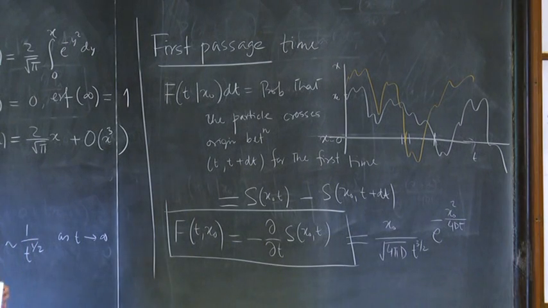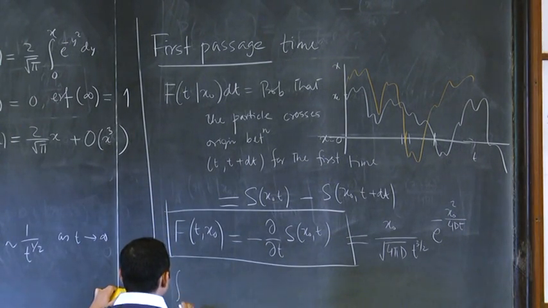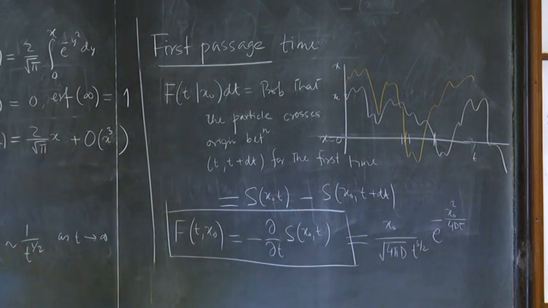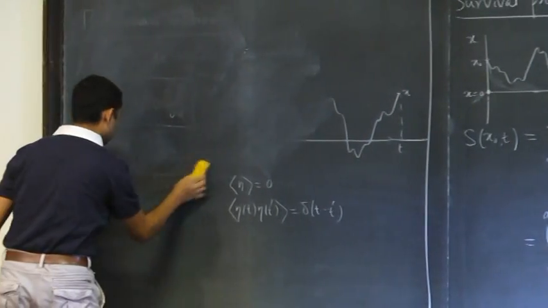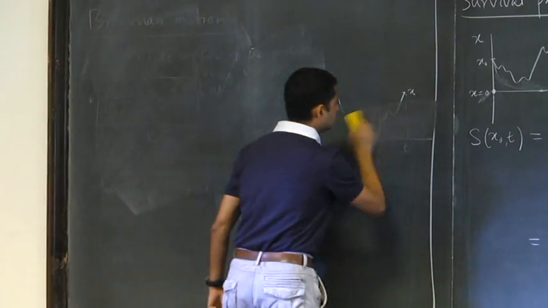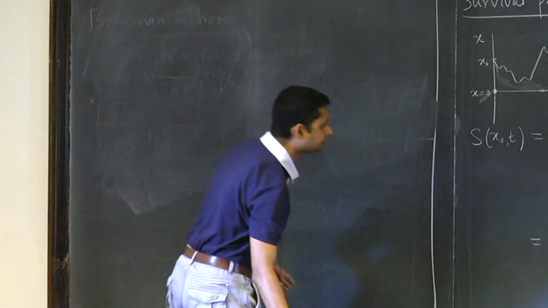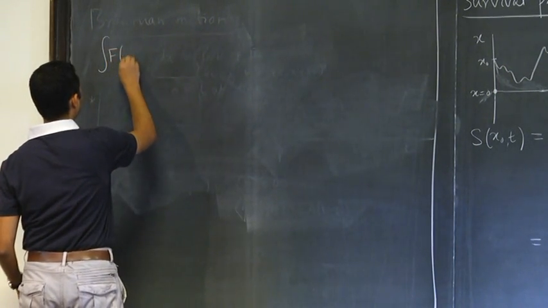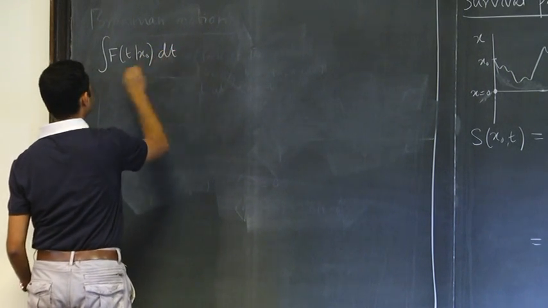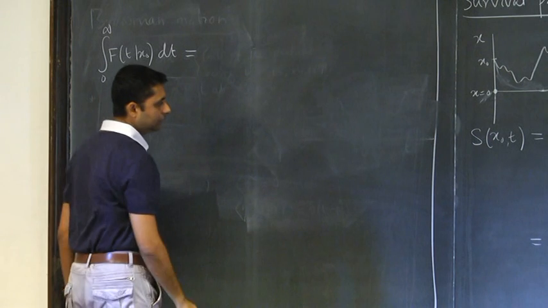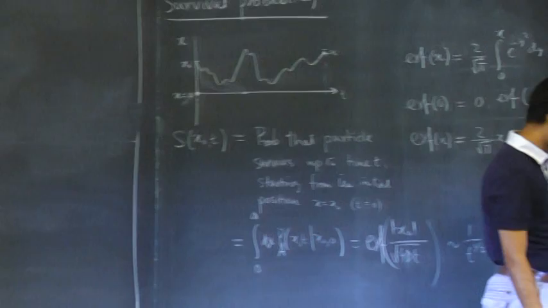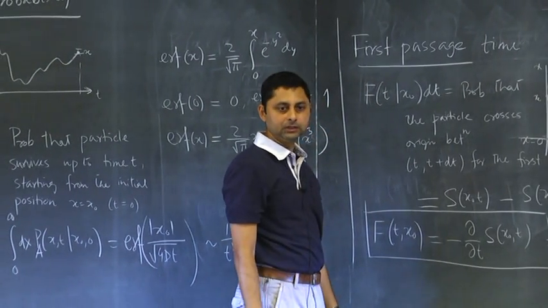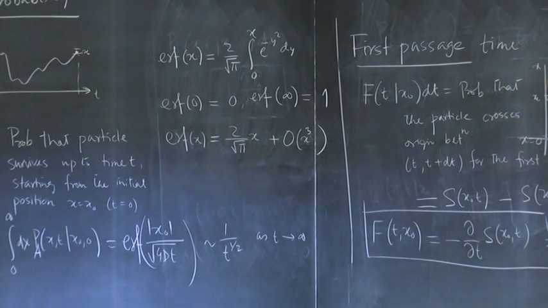So what is this object, the integral of f of t, x0 dt from 0 to infinity? You can in fact just look at it from here, right. So what is this guy? S of x0, t equal to infinity, right. So that is equal to 1.